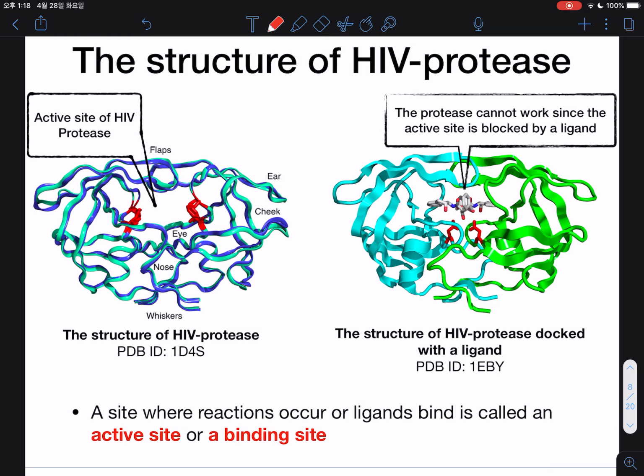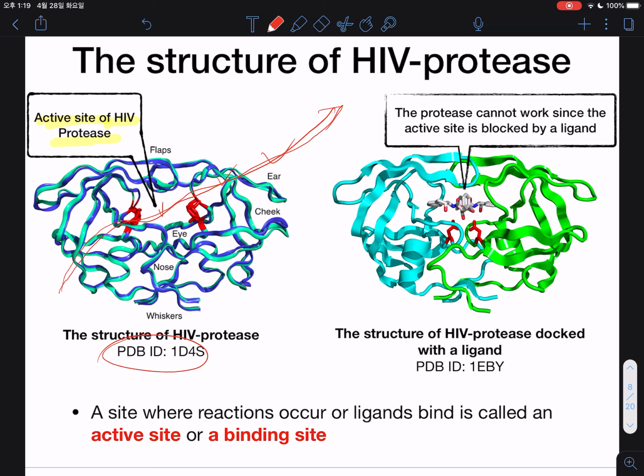So this is the structure of HIV protease. Its PDB ID is 1D4S, and here you see there is a hole in the middle of the protein. This is actually the active site of this HIV protease. The long protein chain, the peptide chain, goes into this hole, and protease cuts those pre-assigned cleavage sites.